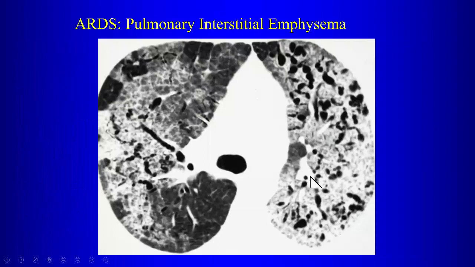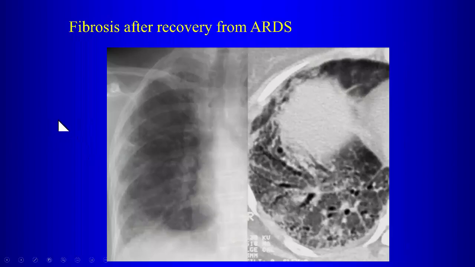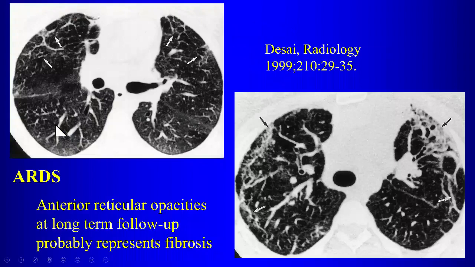Not so much in adults, more likely in children, is interstitial emphysema, where the air actually from the barotrauma dissects along the interstitium and gives you these curvilinear, lucent areas of air, actually dissecting along the interstitium. And then, of course, pneumatoceles, which can also occur as a complication from barotrauma with ARDS. After recovery, can be left with fibrosis, usually traction bronchiectasis, but again, we don't see honeycomb from ARDS.